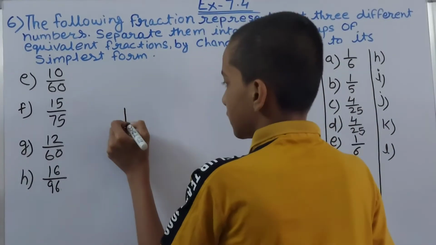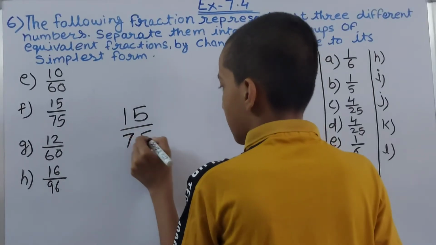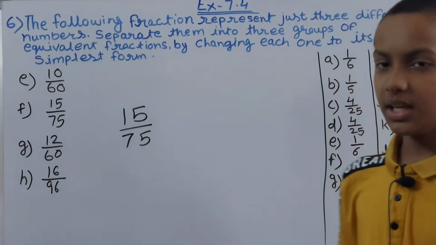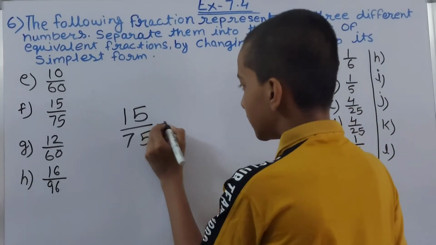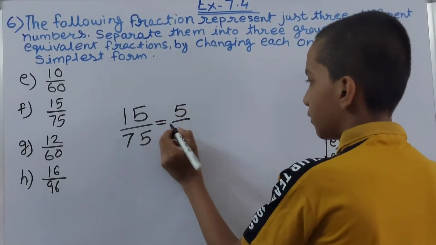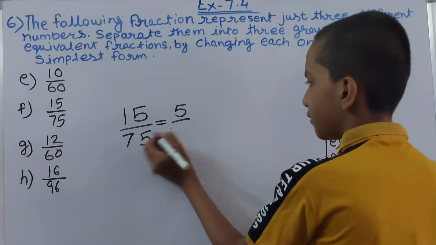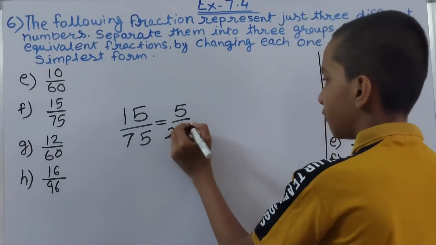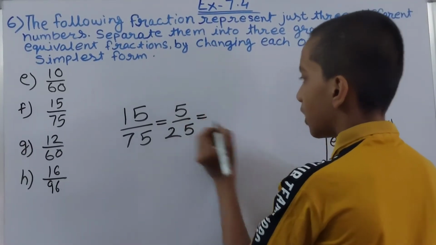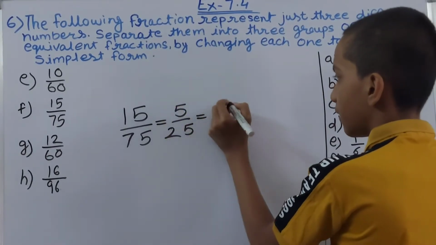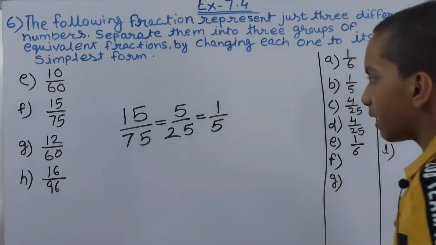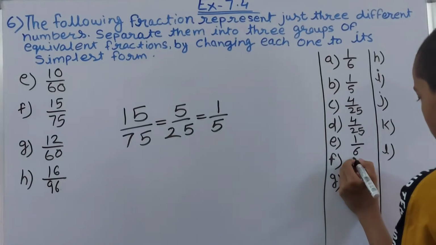Next is F part, that is 15 by 75. Now do you think there is a common divisor of 15 and 75? Yes, there are many. One of them is 3. So 15 goes how many times? 5 times. And 75, 7 is here, so we will take 6 from this, that goes 2 times. 1 will be left, 15 goes 5 times. So 5 upon 25. Now this is not in the simplest form, this will go by 5. So 5 goes 1 time and 25 goes 5 times by 5. So that is 1 upon 5.